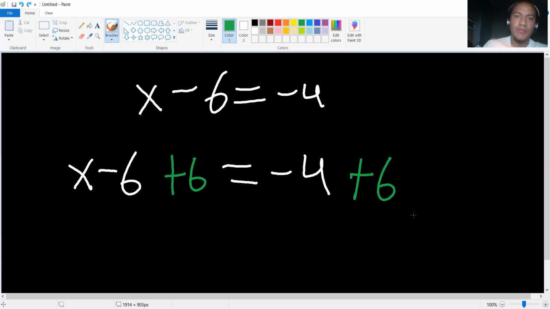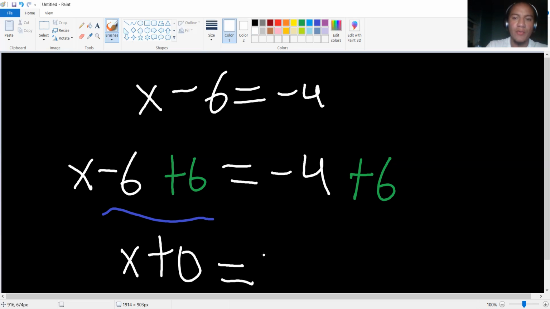Now look, negative 6 and plus 6 in the left side, they cancel out. And 6 minus 6 is 0, just like negative 6 plus 6 is 0. Josie minus Josie is 0. Negative Josie plus Josie is 0. So you get X plus 0 equals negative 4 plus 6.